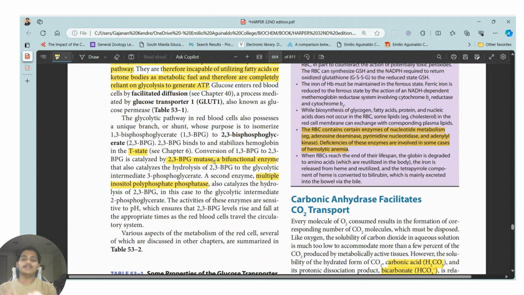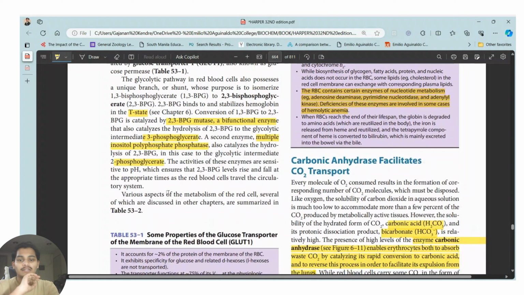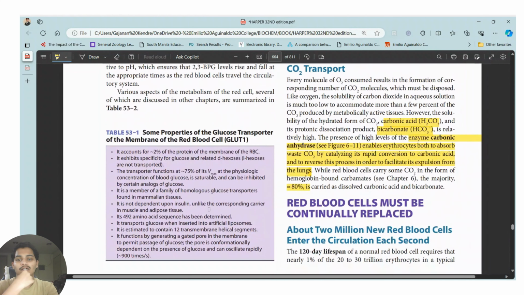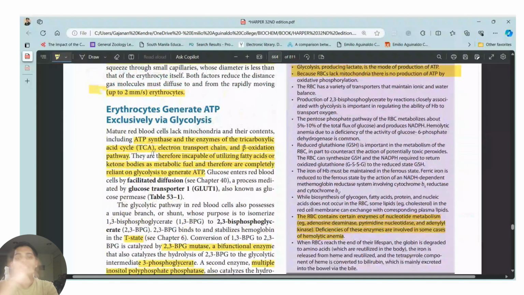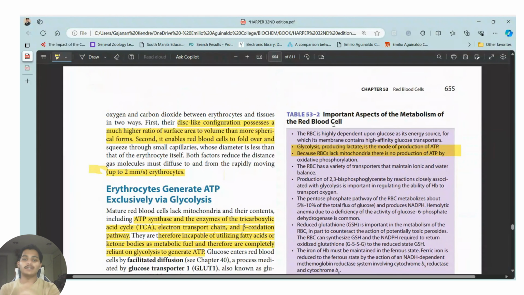This conversion of 1,3-BPG to 2,3-BPG is mainly catalyzed by two enzymes. One is the mutase, that is 2,3-BPG mutase, and another is multiple inositol polyphosphate phosphatase. The difference between these two enzymes is only one: 2,3-BPG mutase produces 3-phosphoglycerate as a byproduct, while multiple inositol polyphosphate phosphatase produces 2-phosphoglycerate as its byproduct. These enzymes are all sensitive to pH, and this information and other information about RBC glycolysis from other chapters is summarized in table 53.2.